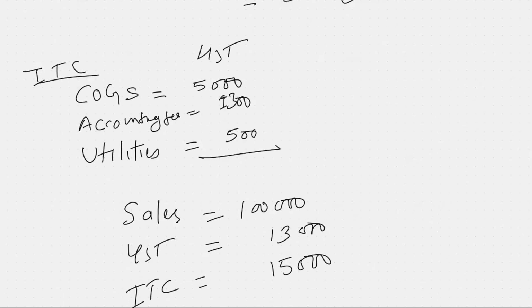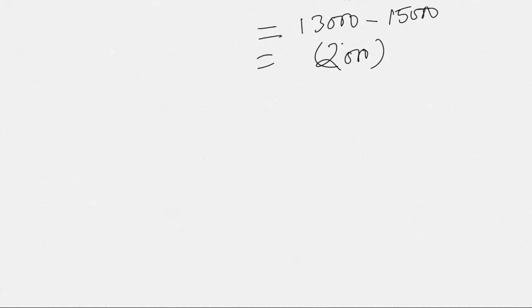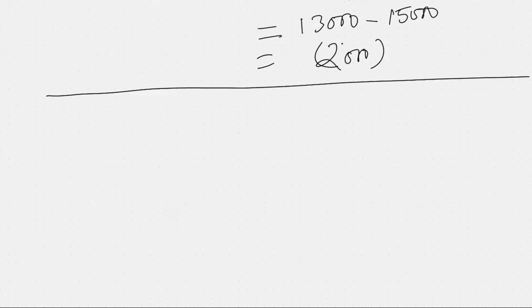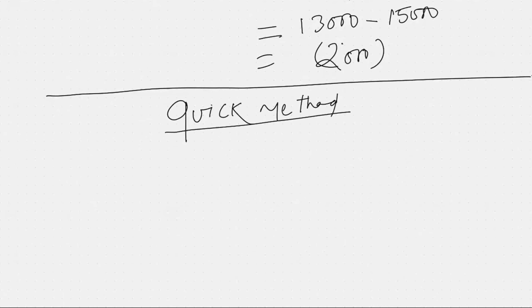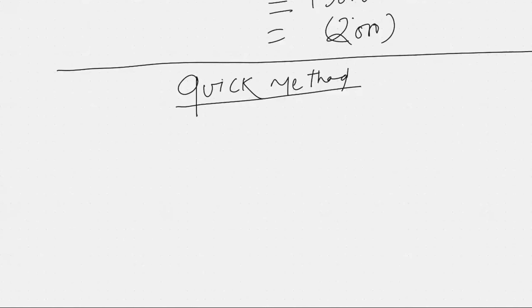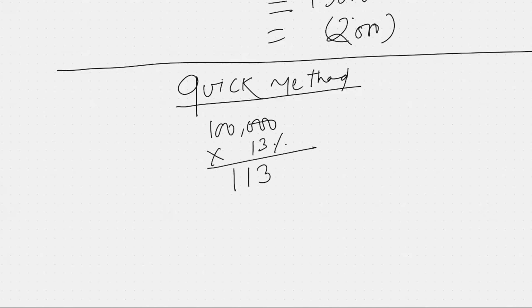Now there is a little bit of a twist. What is the other method? The quick method. You must know what you are learning. In the quick method, suppose you have $100,000 of sales. In Ontario, the tax rate on HST is 13%, so you'll have 13,000.